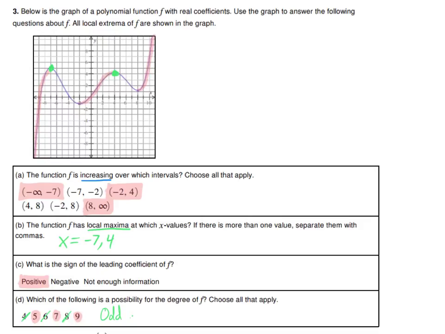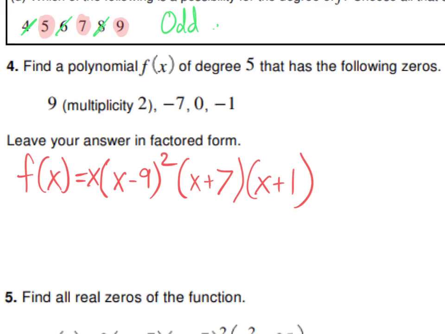For this next question, find the polynomial f of x of degree 5 that has the following zeros. Now what this multiplicity means is you have 2 at 9, which basically means it's going to be a bounce. And what we learned in the past is bounces have this squared effect. Now, since my zeros are 9, -7, 0, and -1, what I do is the opposite of them are your factors.